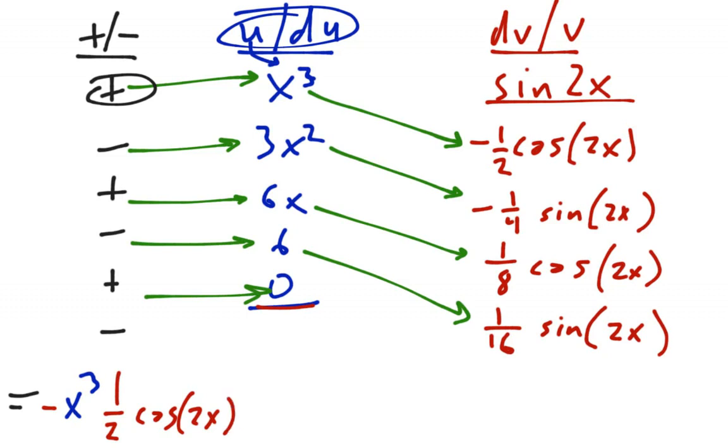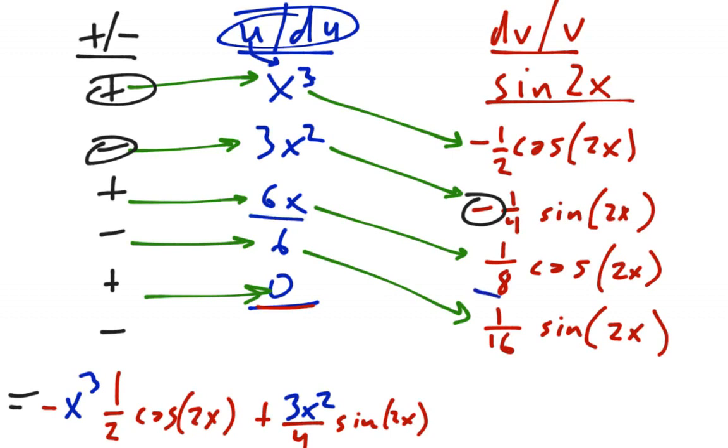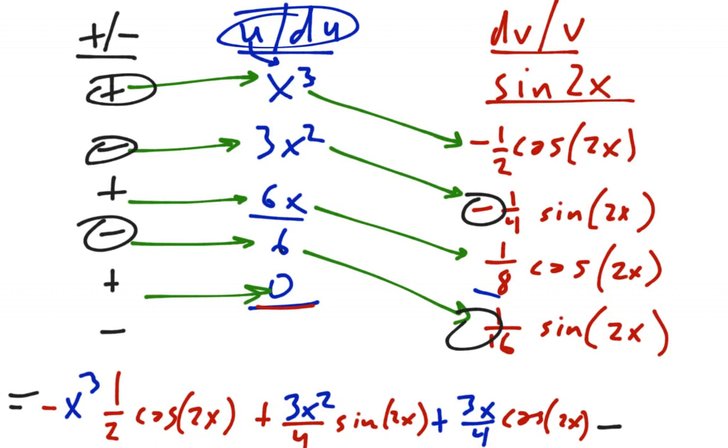Then we're going to have minus a negative, so plus 3x squared divided by 4 sine 2x. You kind of get the idea that we're just reading straight across. It's very simple. We're going to have 6x over 8, so I'm going to simplify that to 3x over 4, and then cosine 2x. The next term will be a minus and a plus, so it'll be minus 6 over 16 sine 2x, and then plus 0.